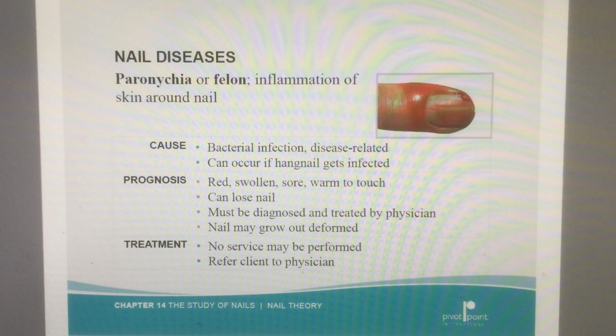So if a hangnail gets infected, it might have been okay and even healed on its own, but if it becomes infected, there's bacteria that can grow, and then before you know it, it turns into something like this. The prognosis: red, swollen, sore, warm to the touch. The person can lose their nail. It must be diagnosed and treated by a physician. The nail may grow out deformed, just depending on how much damage is done back here, remember, to that root and the matrix. And then no service may be performed. Refer the client to a physician.